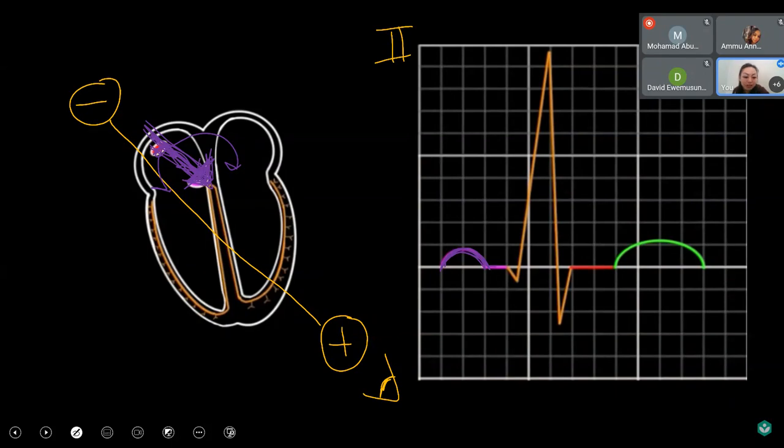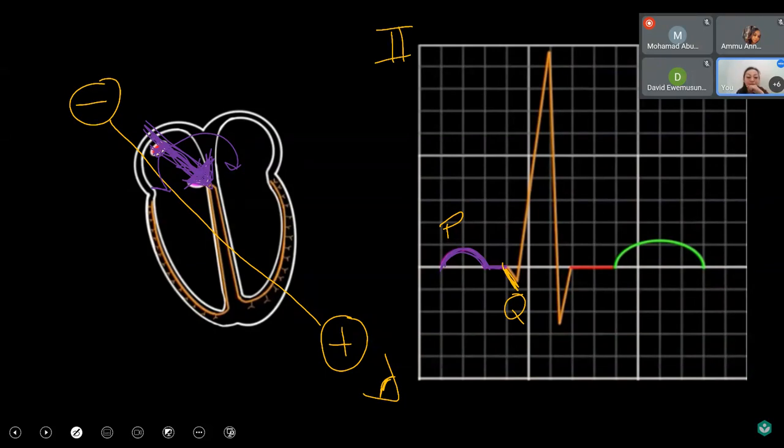And then we encounter the delay in the AV node because the atria needs to fully contract to empty the blood into the ventricles. And then we see the Q wave. The Q wave is the first negative deflection after the P wave. So this is the P. So why is this negative? Okay, this is really interesting.